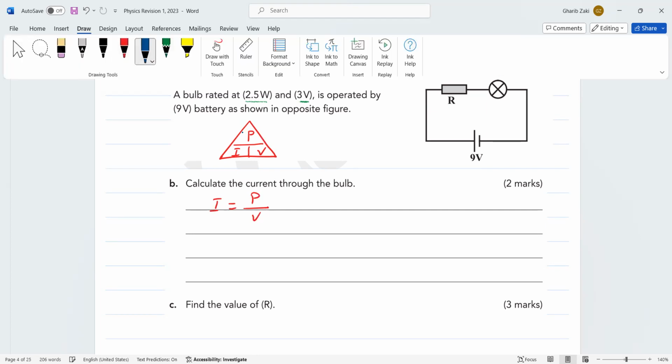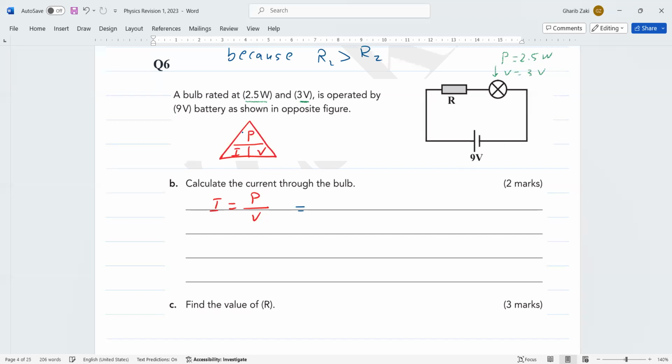So the current equals 2.5 divided by 3. The answer is 0.83 ampere. Finished. Find R.